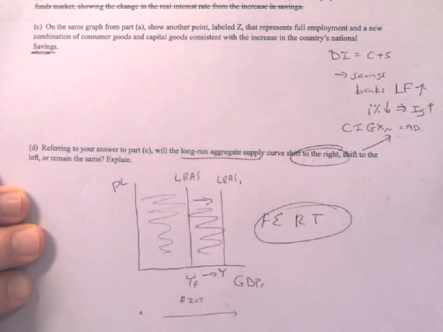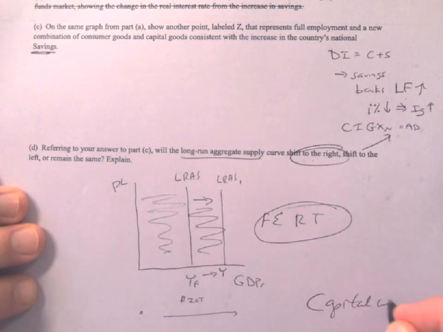So what they want as far as an answer goes is for you to say the long run aggregate supply will shift to the right and explain that capital will increase. When we say that capital will increase, that is going to be how we show our economic growth.